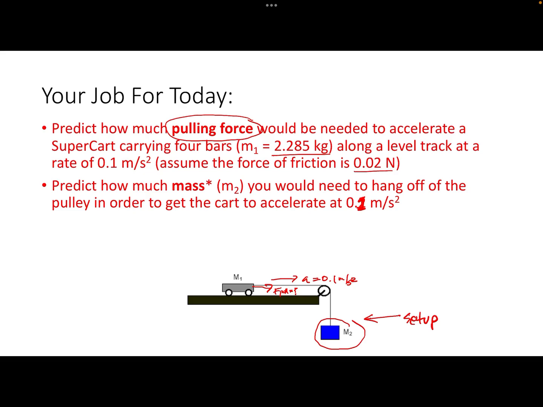And then once you've got that prediction about how much mass you need, then you're going to set it all up, use the supercarts to test it. So again, don't set things up until after you've made your predictions. The prediction is essentially 2 steps. Step 1, figure out what the force is going to be. And step 2 is figure out how much mass you need to get that force.